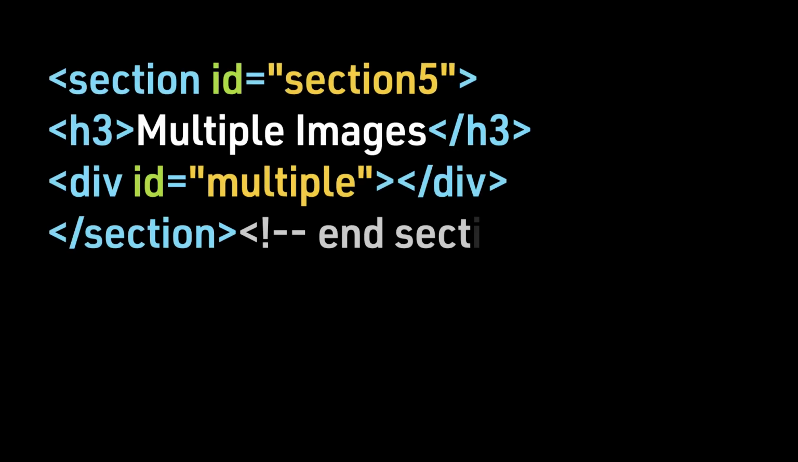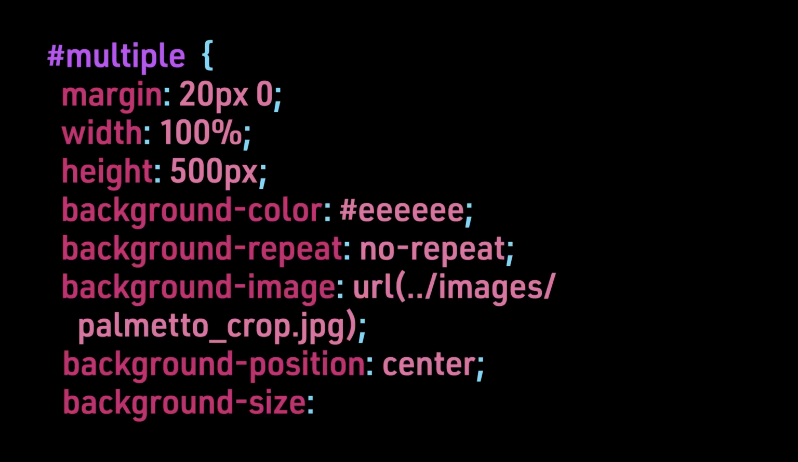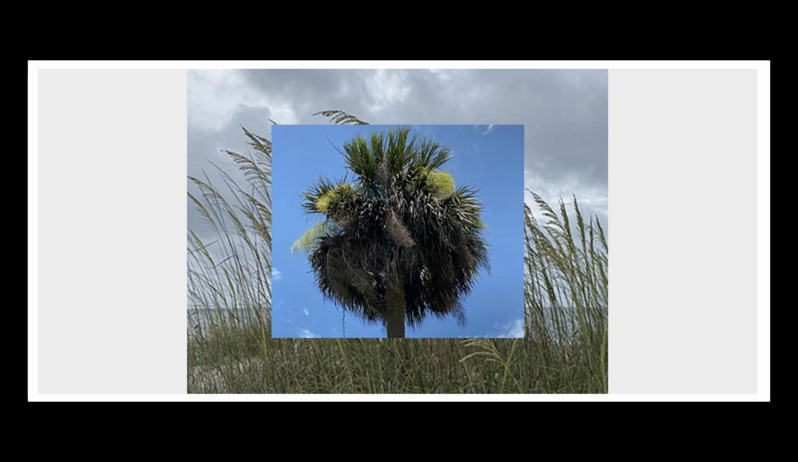Here is the HTML for the example, and the CSS. This is saying that the first image has a background size of auto width and auto height, while the second image has a background size of contain. This is how this would look visually. The seagrass image is scaled the largest it can be in the container. So in this case, the height of 500 pixels is the limitation, and the palmetto displays on top and displays at its native size.